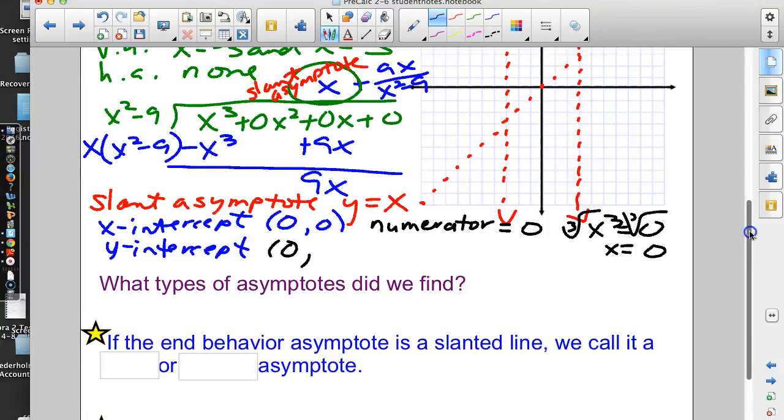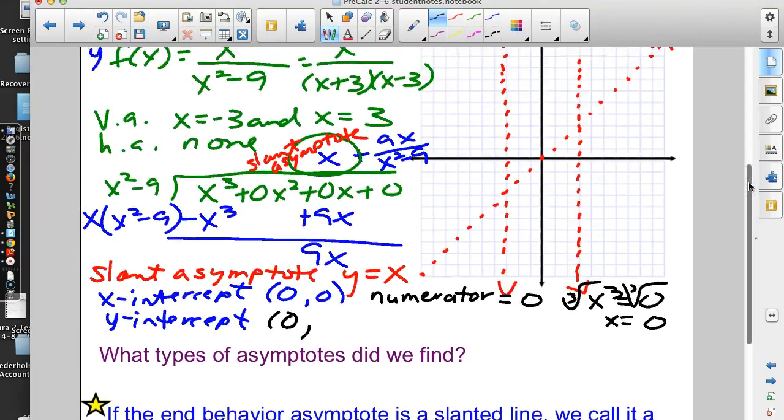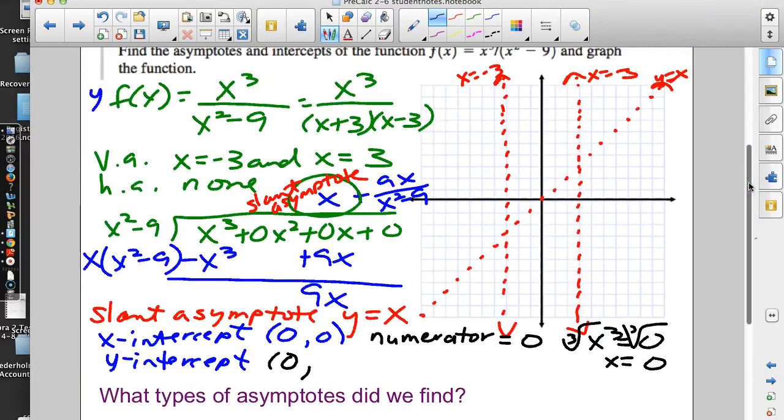So, if we went back up here to the original and put zeros in for x, then we'd end up with 0, 0 again. So our x-intercept and our y-intercept on this one are going to be at 0, 0. So we got one more piece of information.